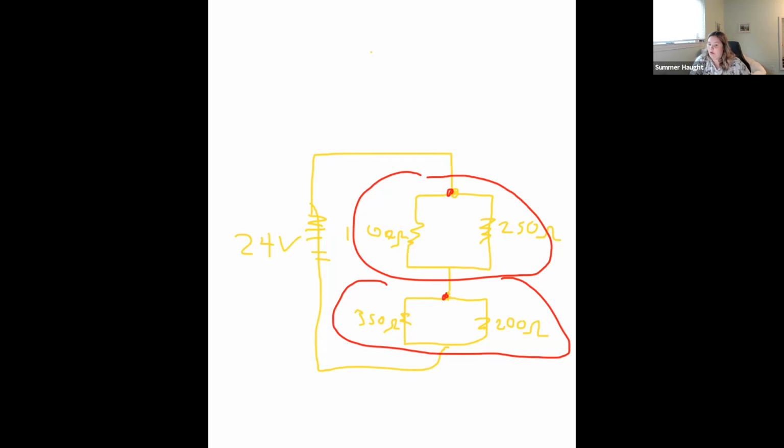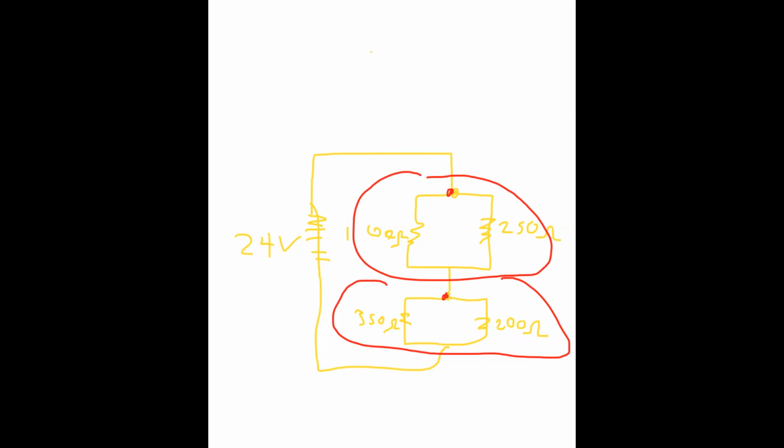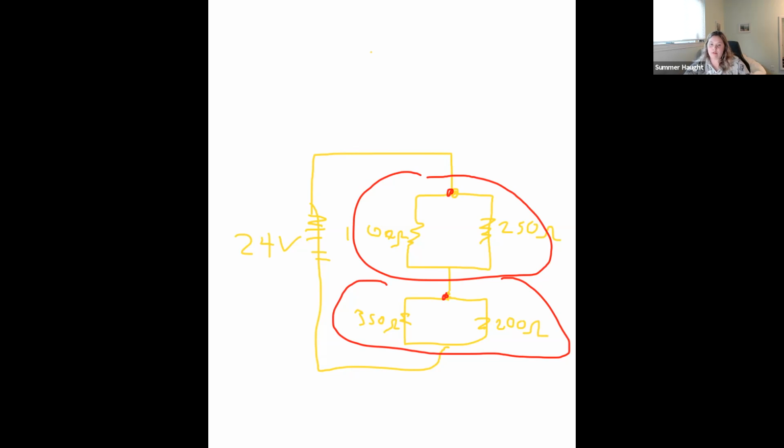If you calculated that out, 100 times 250 is 25,000, and then if you divide that by 350, which is the sum of 250 plus 100, you would get 71.42. So in this situation, where I have this first red circle, the total resistance for this parallel circuit is 71.4. Again, I found that out by using the equation we talked about at the beginning, R1 times R2 divided by R1 plus R2.